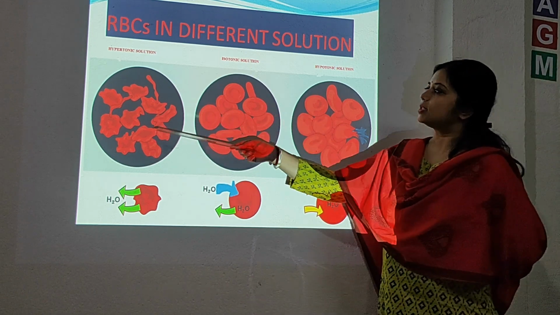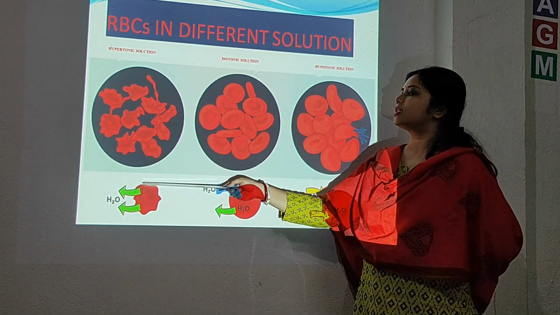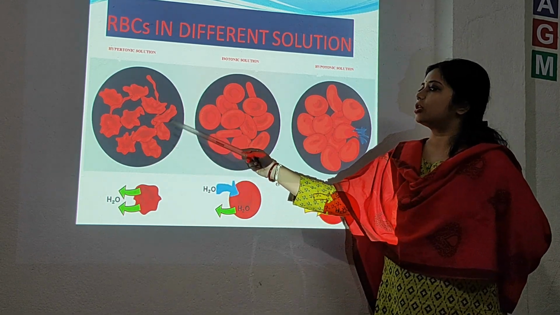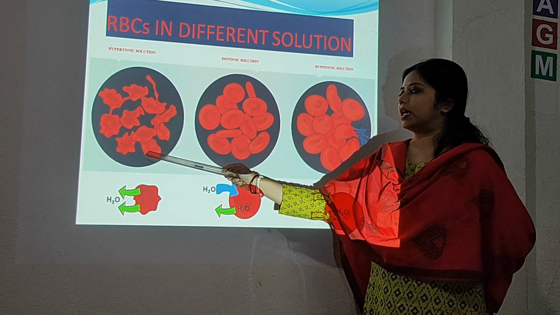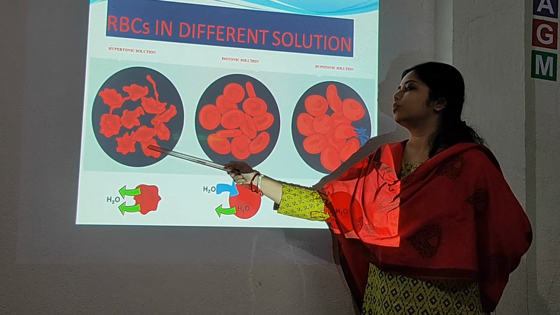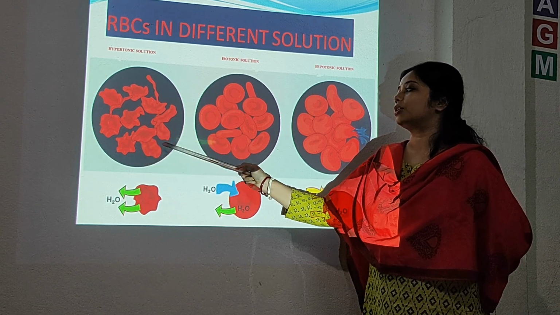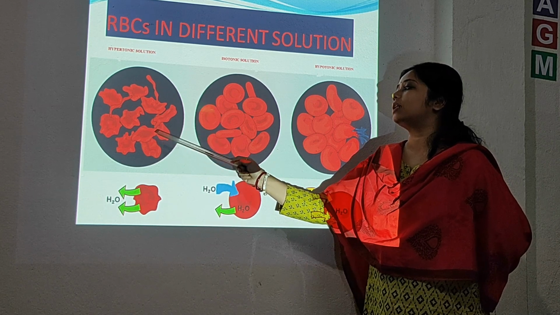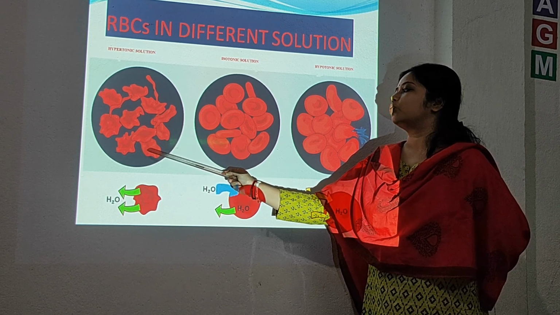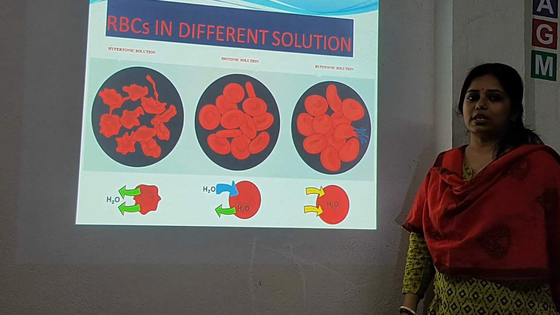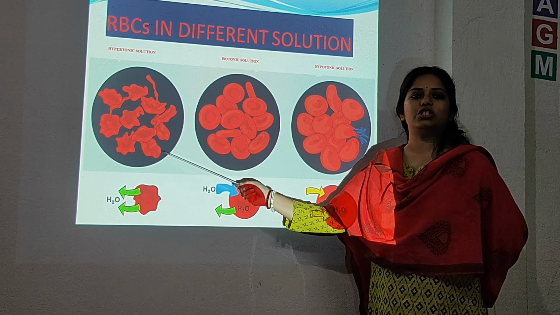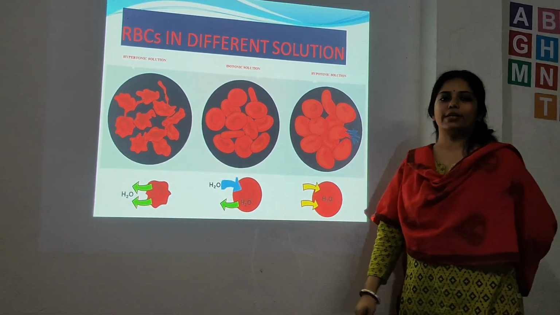And what happens in the case of hypertonic solution? When the RBCs are kept in hypertonic solution, which means the solute concentration is more than in the cell sap, so water is less. The water molecules come out from the cell, as the water concentration is lesser in the solution than in the cell sap, and as a result plasmolysis occurs. The shape of the cell changes and it is called plasmolysis.